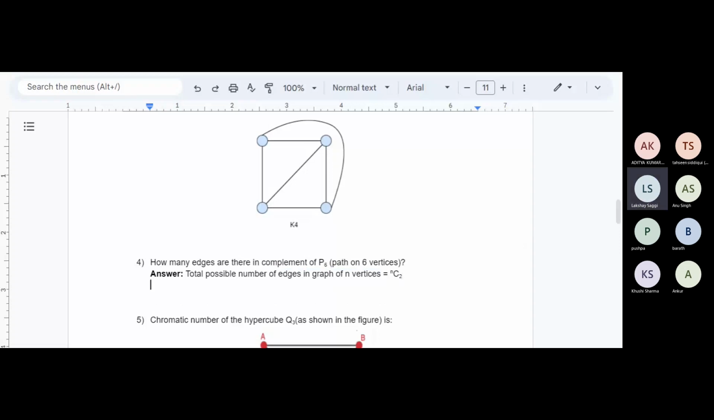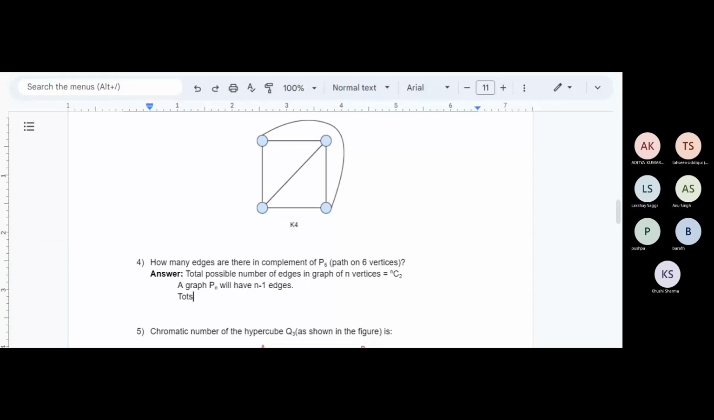Now a path graph is just a graph on n vertices which is just a path, basically a linked list on n vertices. So it will just have n minus one edges, right? Because a graph which has vertices v1, v2, v3 up to vn will just have n minus one edges: from v1 to v2, then v2 to v3, then v3 to v4, up to v(n minus 1) to vn. So a graph Pn will have n minus one edges. I hope it's clear.